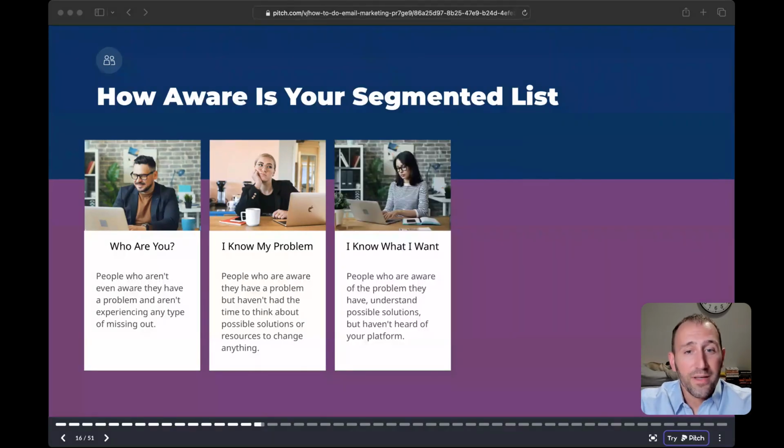The third level is, I know what I want. These are the type of people who are aware of their problems and have an idea of the results and solutions they are looking for, but haven't heard of your platform. This group is where it starts to get a little more difficult because these types of people fit your ideal customer profile, but you're not exactly sure what their pain points are or the ideal solutions they are looking for, because they haven't engaged with your brand personally.